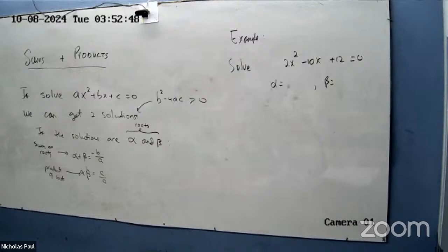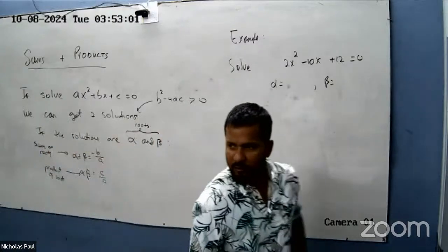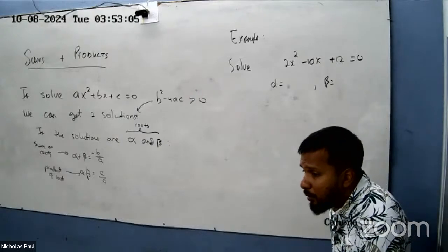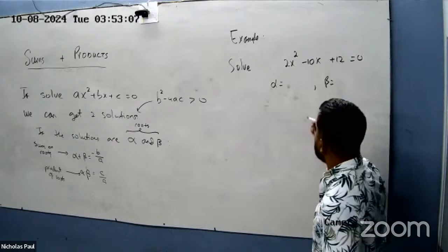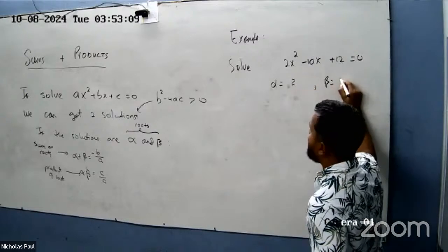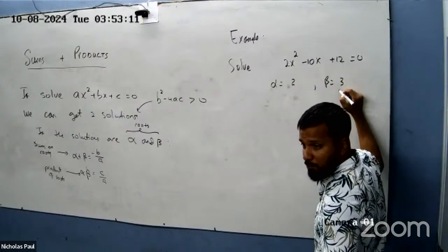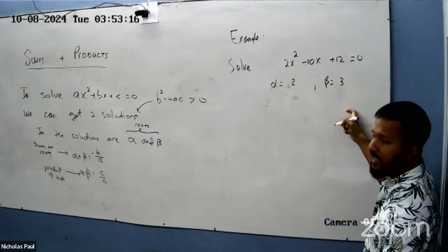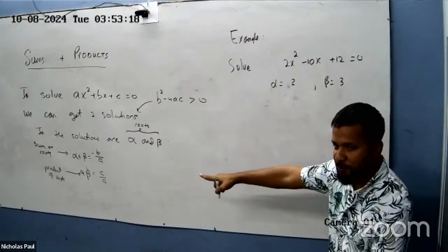What's the answer? 2 and 3. So +2 and +3. Positive, right? So let's just see if the rules I wrote down there are true.